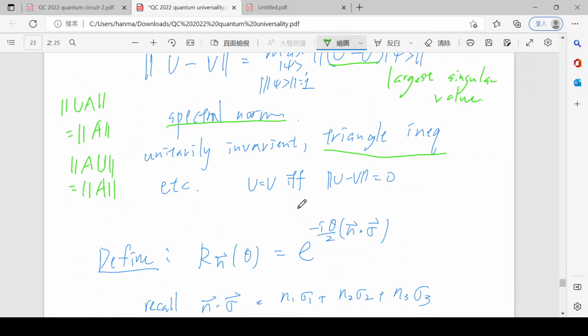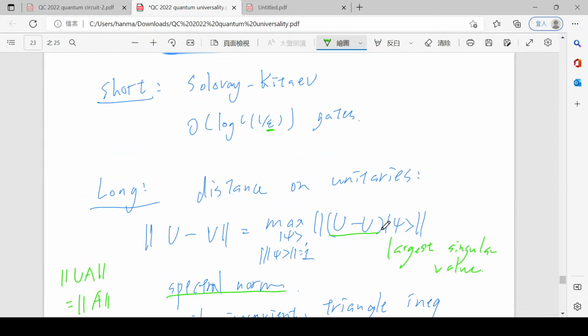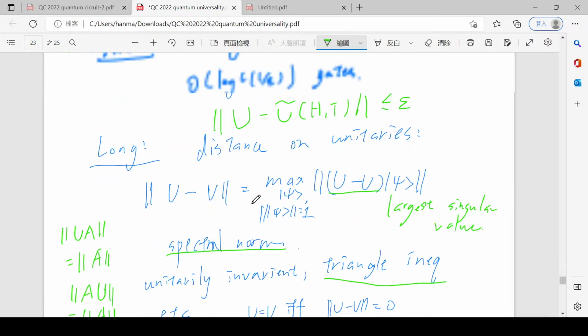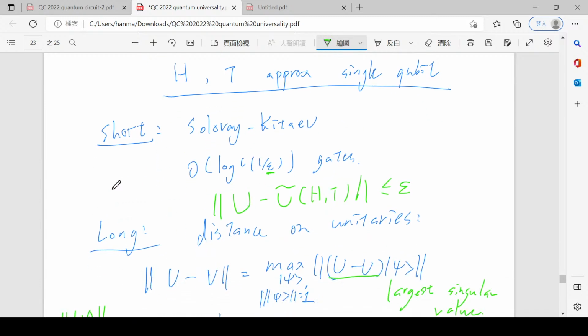And we didn't say it here, but the epsilon here is defined by the spectral norm. So there is some U you want to do, and there is some U tilde you construct from your Hadamard and the T, and you want the spectral norm of the distance between them to be less than epsilon, and then you need that many gates. Okay, and that's the area we want to work in.